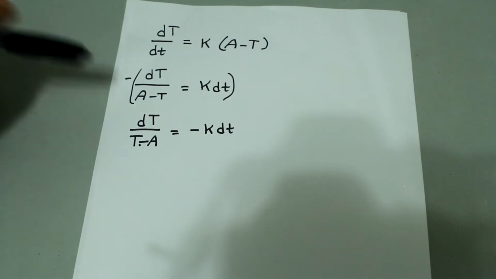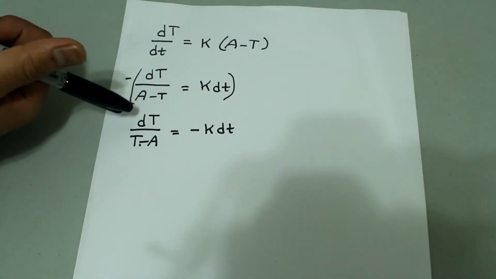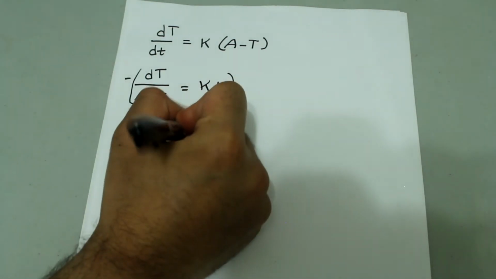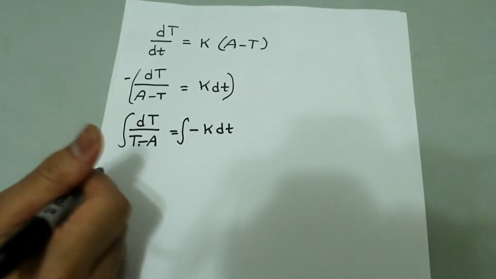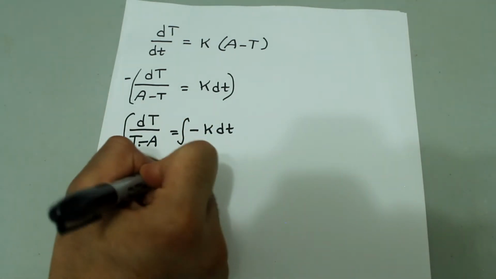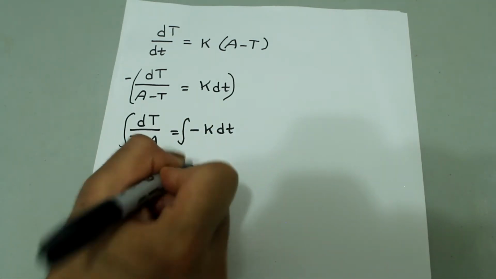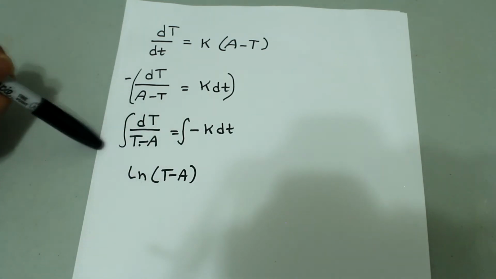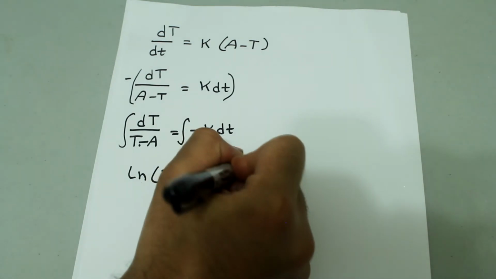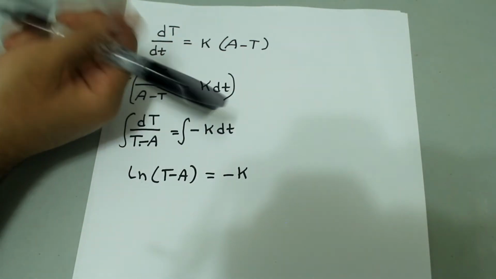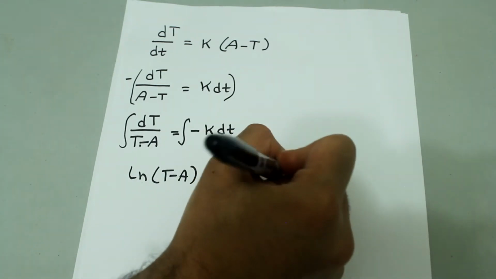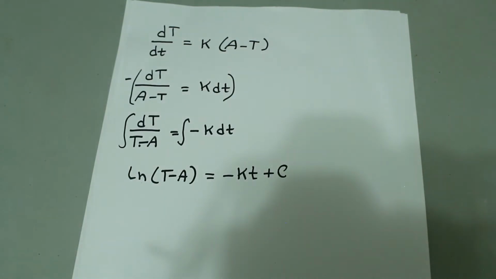Next, this is just an easy integration. We can integrate both sides now. This just becomes the natural log of (T minus A). Since we took the negative out, we don't have to worry about a negative sign on the outside. And then we just have negative k, and since we're integrating with respect to t, kt, and then plus an arbitrary constant, so plus C.